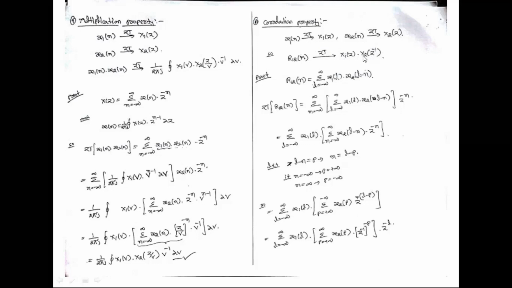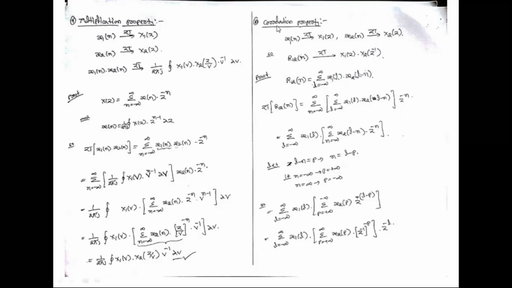Z inverse means the signal is x of minus n. X of z, the z transformation, means the signal is x of n. We already discussed that one of the properties, the time reversal property. Got it, my dear friends?